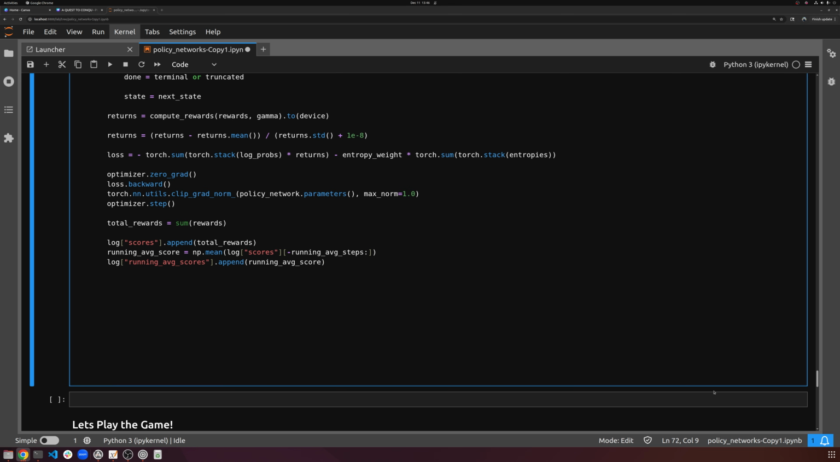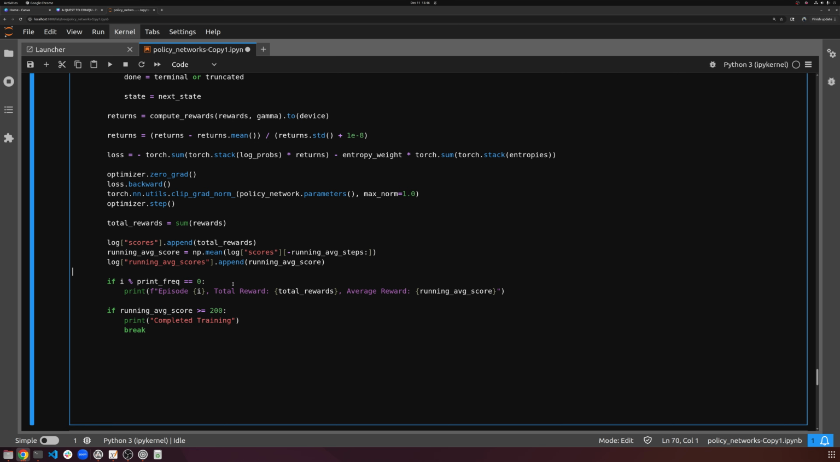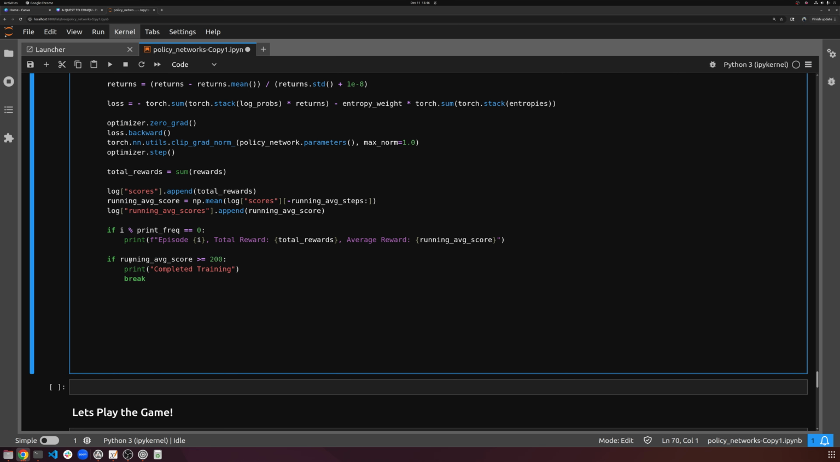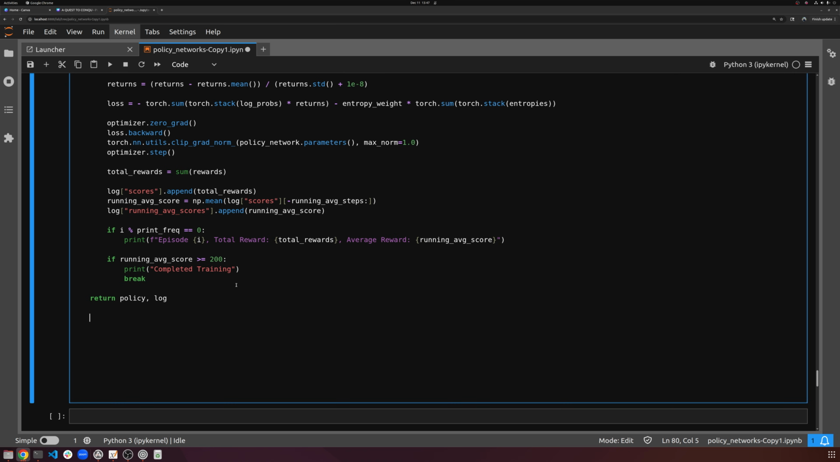I'll print this right here. We'll just throw that in there. So, every however many steps, go ahead and print it out. And then if our running average score is greater than 200, which means the last 25 steps, the average score is more than 200. 200 is our success condition for this specific game, the Lunar Lander game. So that's what we're using right here. And then we can return the policy and the log.